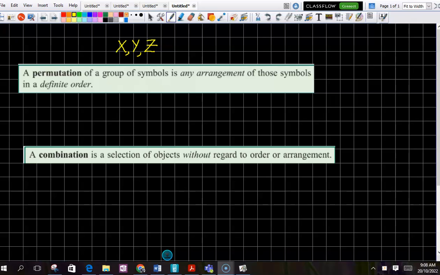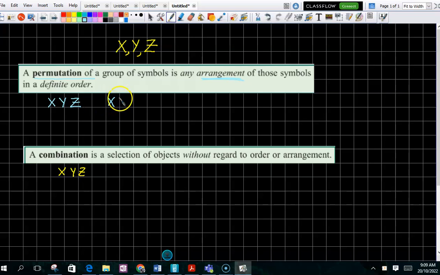So with a combination, X, Y, Z will be considered the same as Y, X, Z, Y, Z, X, all the same. Whereas with permutations, right, we're going to say, well, how many different ways can we put them? Can we arrange them, right? The arrangement is that key word. So you can arrange them to be, yes, X, Y, Z. Can you come up with another arrangement?